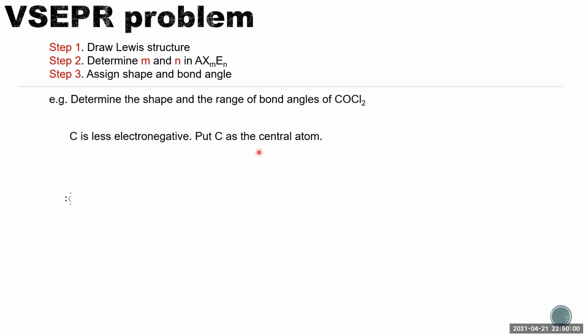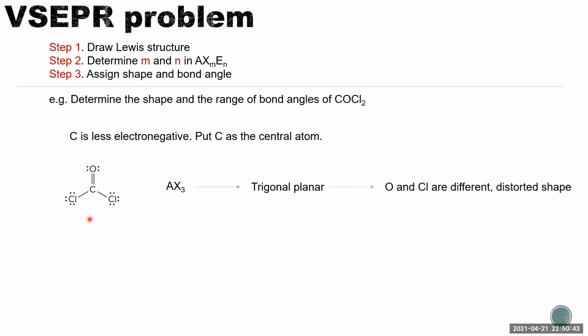Then we can draw a Lewis structure. I'll skip that for now. The correct Lewis structure is like this. Carbon in the center has a double bond to oxygen and two single bonds to two chlorines. That corresponds to 3 atoms around the central atom and no electron pairs on the central atom. So the designation is AX3. Once we know AX3, it corresponds to the ideal shape of 3 atoms, which is trigonal planar. But in this case, since oxygen and chlorine are not the same atom, the shape we have will be a distorted trigonal planar shape.